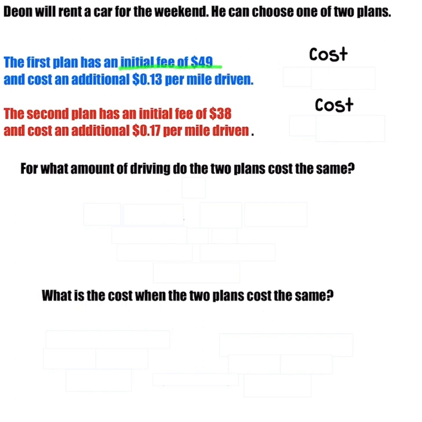So you're going to pay $49 no matter what with this plan, plus an additional cost of 13 cents for every mile driven, which means if you drive 1 mile, it will cost you an extra 13 cents, 2 miles, an extra 26 cents, and so on. So we're going to multiply 13 cents times the number of miles driven for the extra cost.